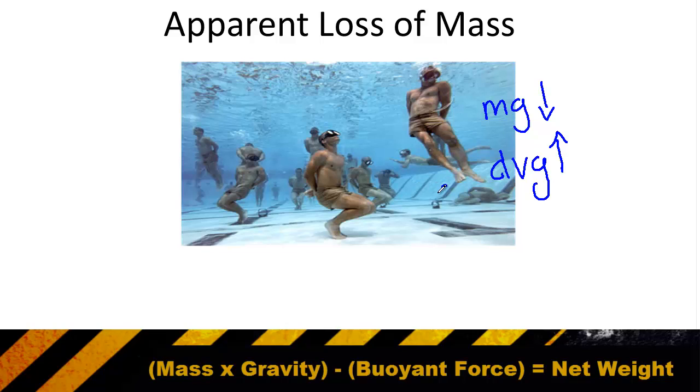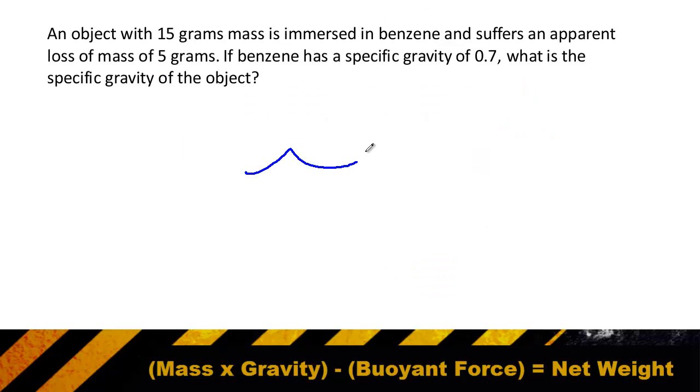And that's why the Marine on the right can appear to jump 2 feet in the air. That's something he probably couldn't do on land, and he can do that because it feels like he weighs less. To calculate the new weight he experiences, you would simply take the mass times the gravity pushing him down and subtract the buoyant force, or density times volume times gravity, and that will give you the new weight he experiences underwater. So here's a fairly standard buoyancy problem.